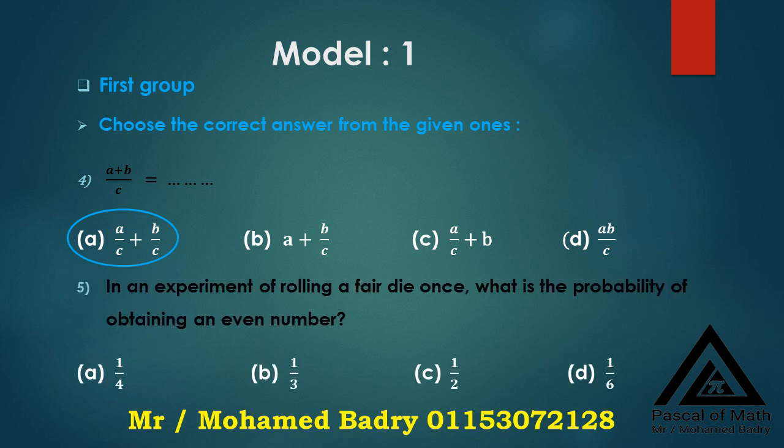Question 5. In the experiment of rolling a pair of dice, what is the probability of obtaining an even number? Now, the even number is 2, 4 and 6. 3 numbers and the total number is 6. Now, the answer will be 3 over 6. In the simplest form equals what? Equals 1 over 2.